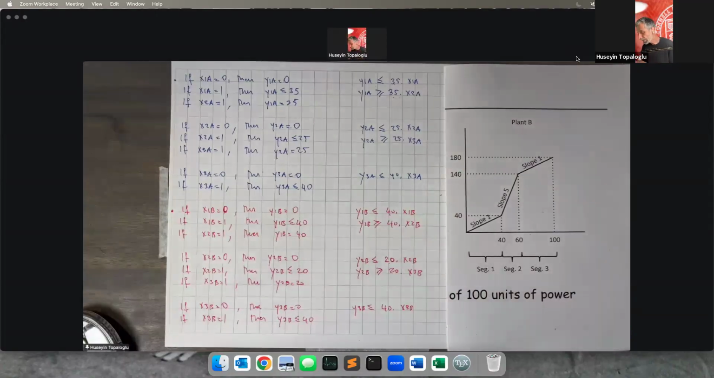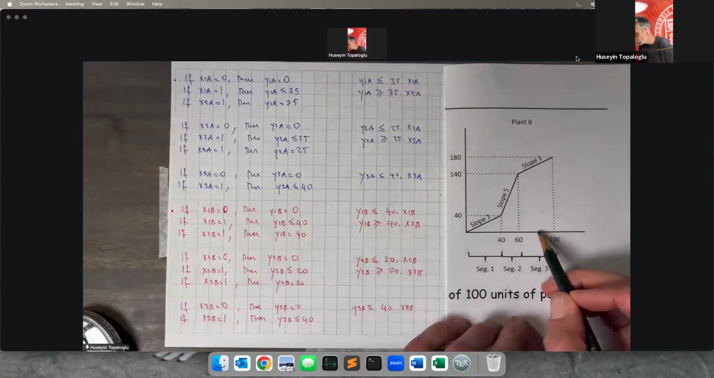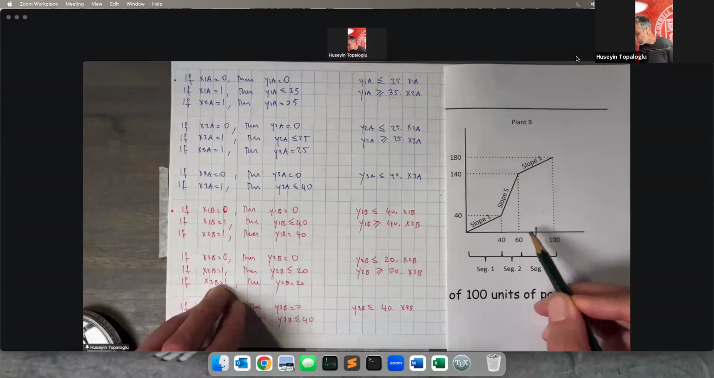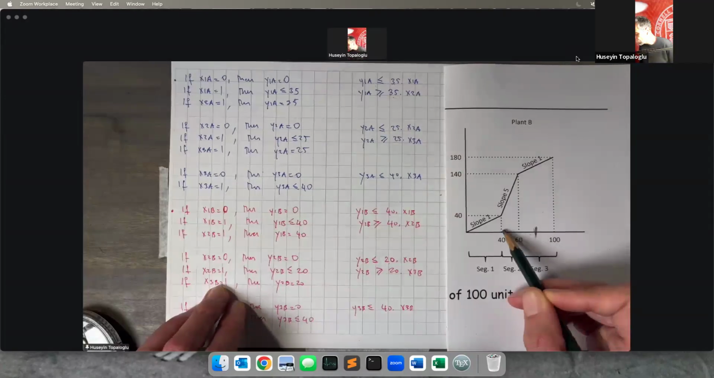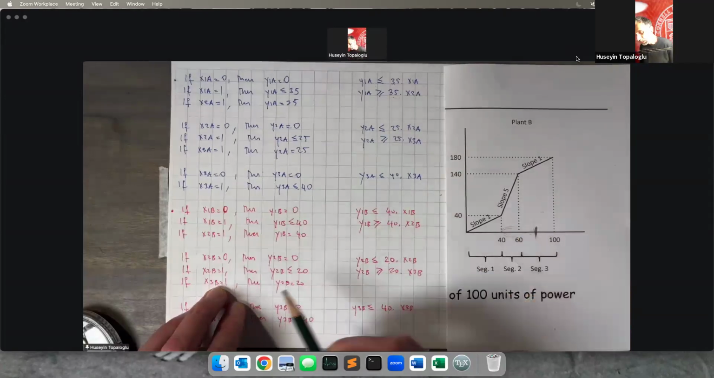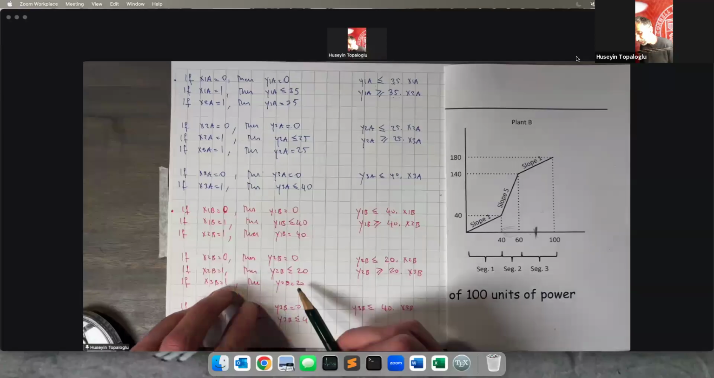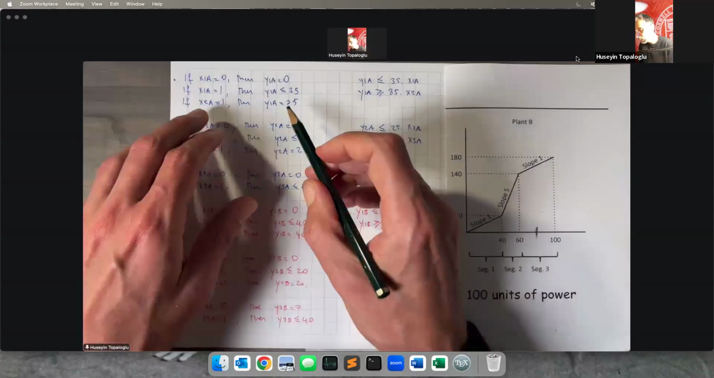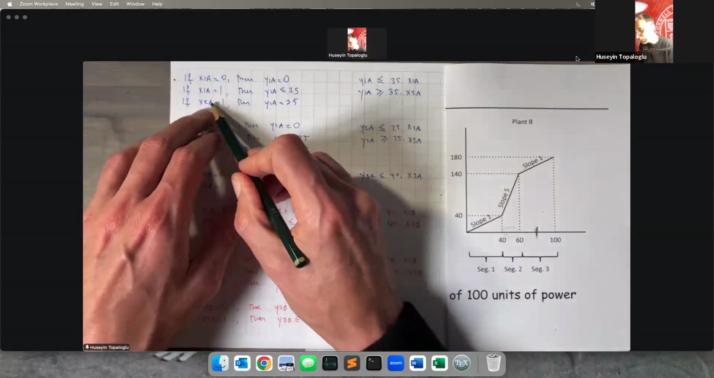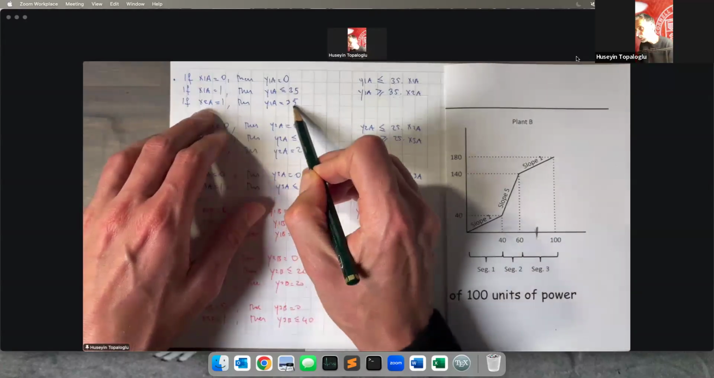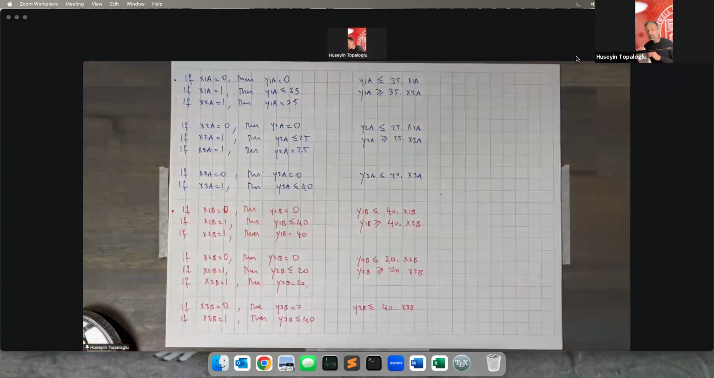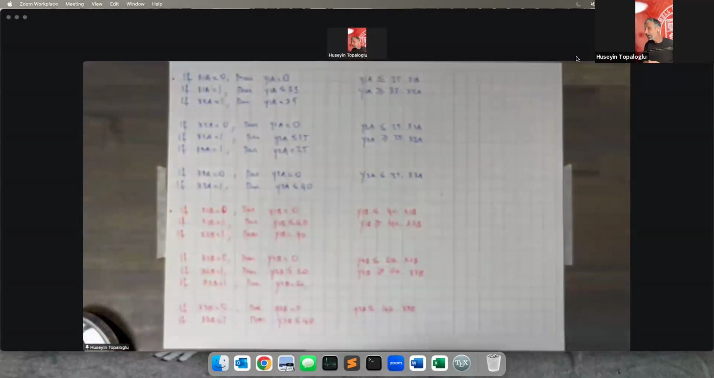And the interesting thing again is, for example, if I utilize the third segment in plant B, I cannot start utilizing the third segment before I utilize the second segment in full. So if I utilize the third segment in plant B, then the second segment has to be utilized to full extent. Likewise over here, if I utilize the second segment in plant A, the first segment has to be utilized in full. So this is kind of the interesting relationship. Okay. So now let's put everything together.